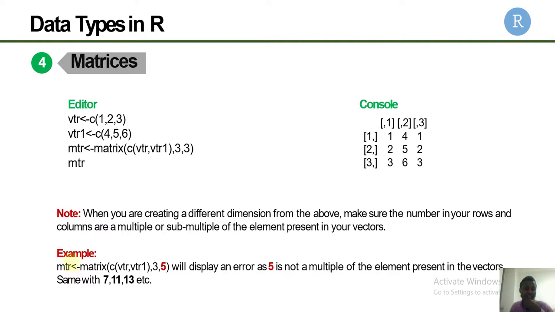So we have MTR, the same code above, but I'm just changing the last 3 for the column and I'm giving it 5. This will display an error as 5 is not a multiple of the number of elements present in the vector. Same with 7, 11, and 13. It works majorly for prime numbers that have just two factors, itself and 1.